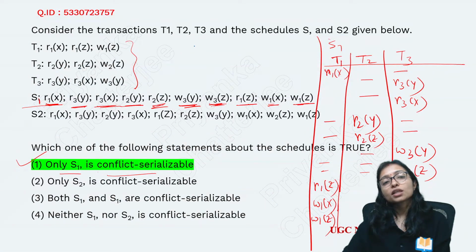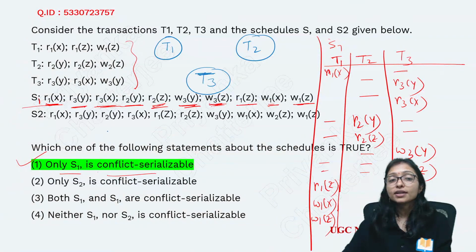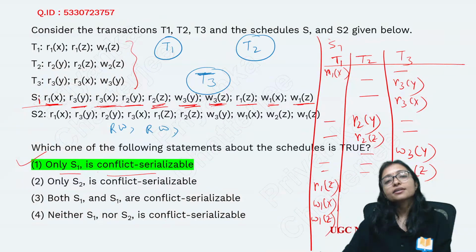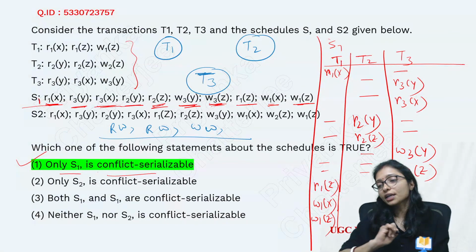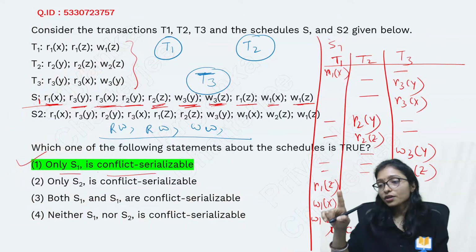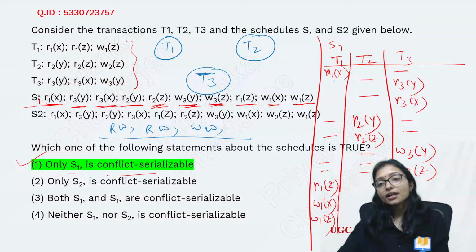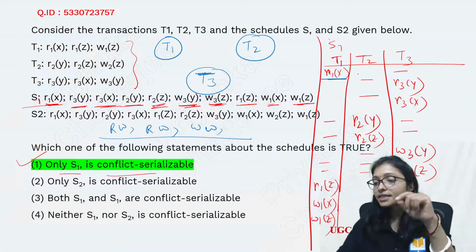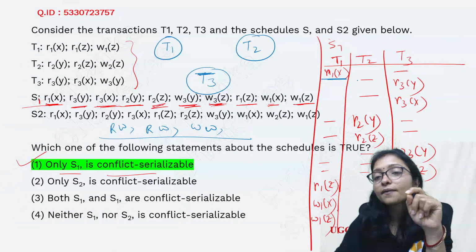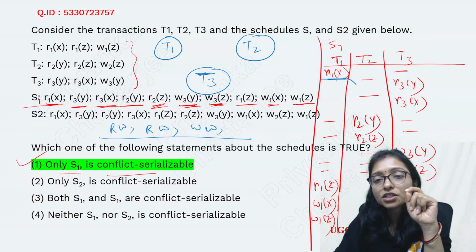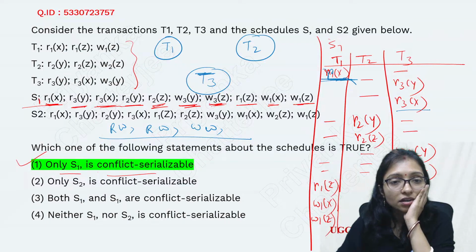Now you have to draw the precedence graph. T1, T2, T3. Simply draw the precedence graph by checking the conflicting pairs: read-write, write-read and write-write. These are the conflicting pairs with the same data. So here you can see R1X. Is there anyone doing write X? Is there anyone doing a write operation on X? No, no one is doing a write operation on X. They are doing read operations.